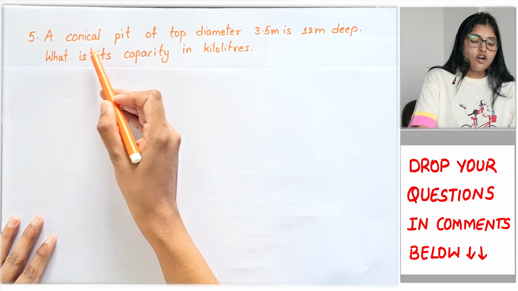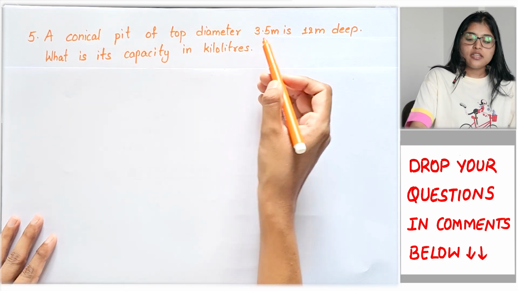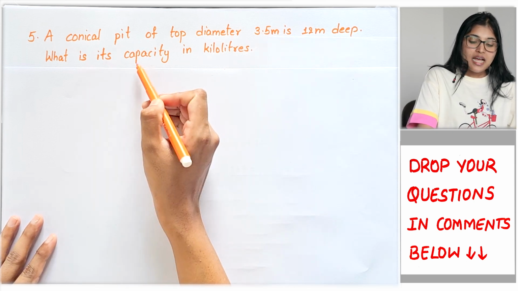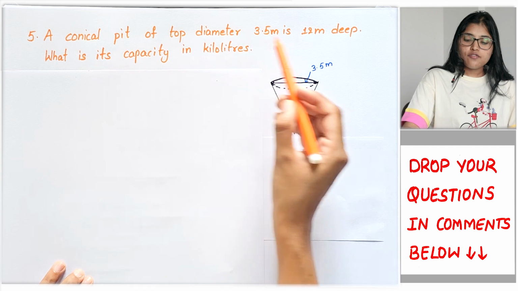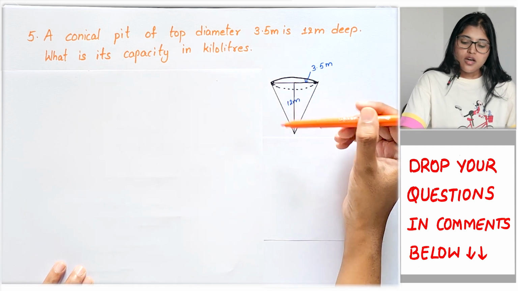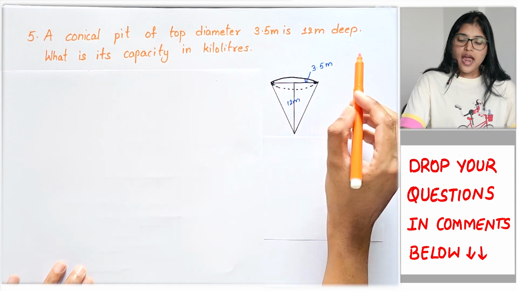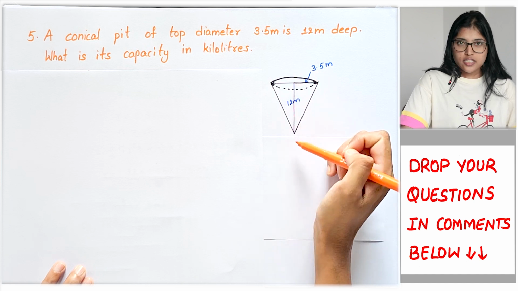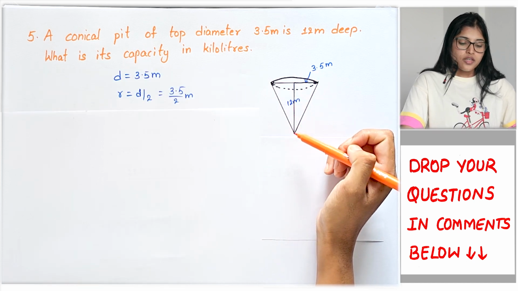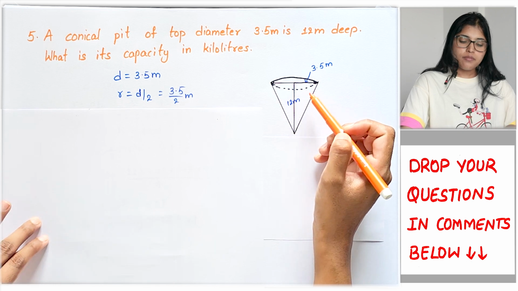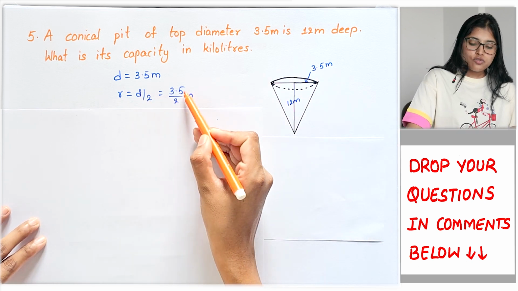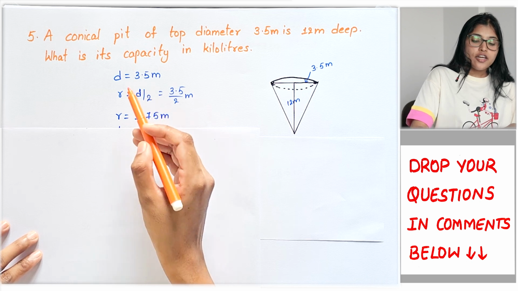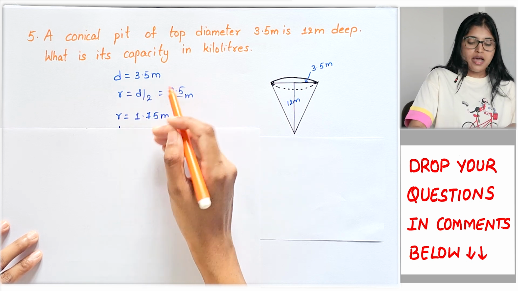Fifth question says a conical pit of top diameter 3.5 meters is 12 meters deep. What is its capacity in kiloliters? Putting the information in a figure, it gives me a conical pit shape here, and here the whole diameter is 3.5 meters and the height is 12 meters. Now finding the radius from the given diameter gives me d by 2 equals 3.5 by 2 meters, which is 1.75 meters. I need to find the volume in order to find the capacity.